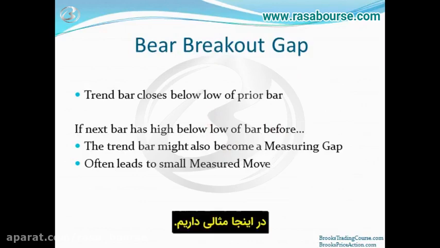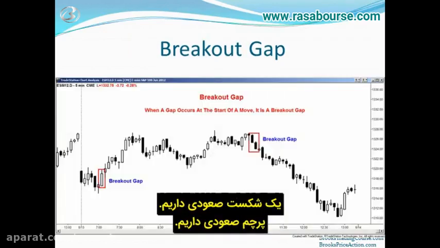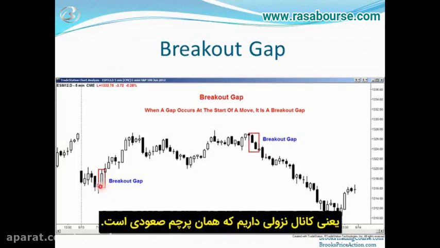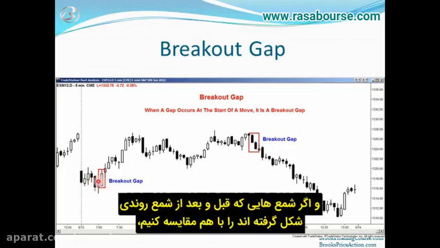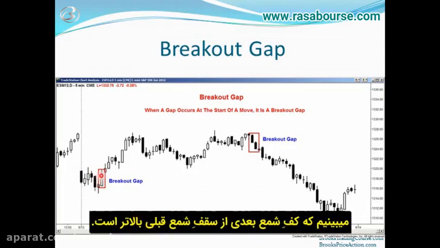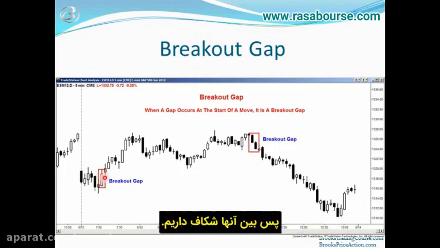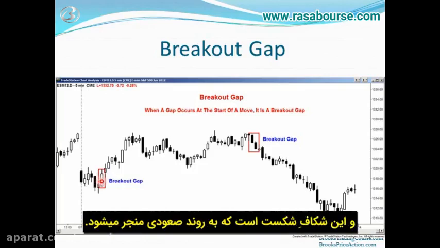Here's an example. We have a bull breakout, possible bull flag, a bear channel, bull flag, and the close of this bar is above the high of the prior bar, so there's a gap, and the low of the bar after the bull trend bar is above the high of the bar before it, so there's a gap between this low and this high, and that's a possible breakout gap leading to a bull trend.